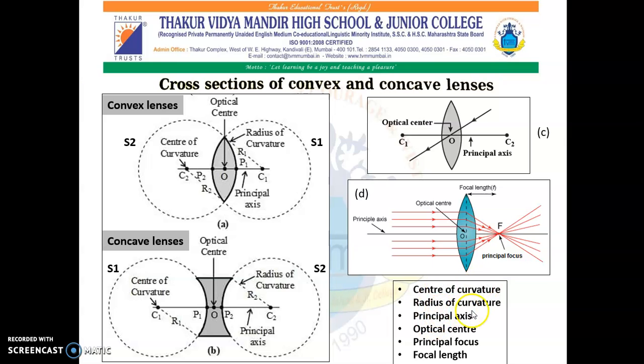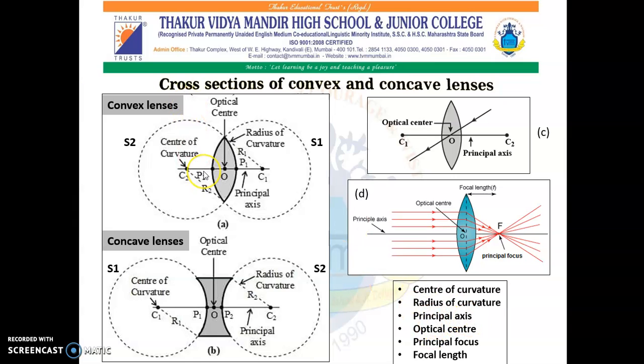Next is radius of curvature. Here you can see the radius of the sphere S1 is R1 and the radius of the sphere S2 is R2. So the radii R1 and R2 of the spheres whose parts form the surfaces of the lens are called the radii of curvature of the lens. For the concave lens, here you can see this is R1 and R2. So these are the radii of curvature for the concave lens.